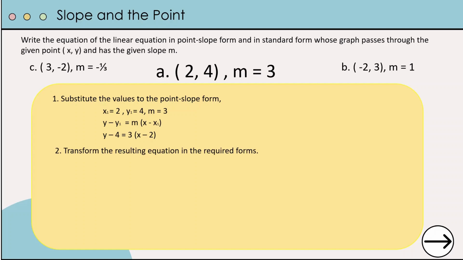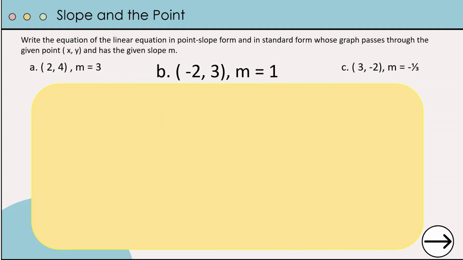Our second step is to transform the resulting equation in the required forms. We have y minus 4 equals 3 times x minus 2. We distribute 3, this becomes y minus 4 equals 3x minus 6. Now, we put negative 4 on the right side of the equation, and this becomes y equals 3x minus 6 plus 4, or if we further simplify, this becomes y equals 3x minus 2, or in standard form, this becomes 3x minus y equals 2.